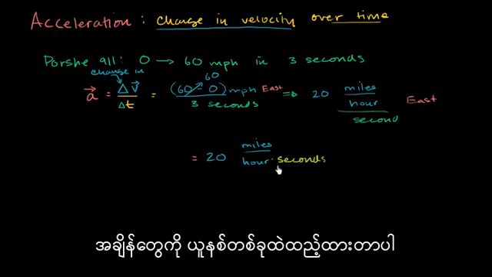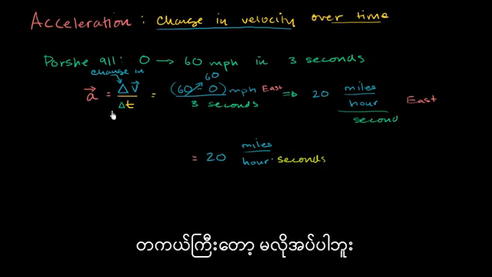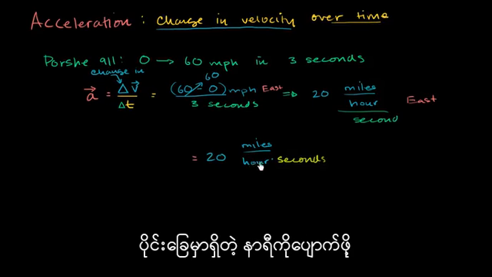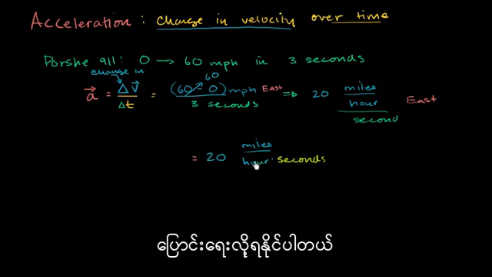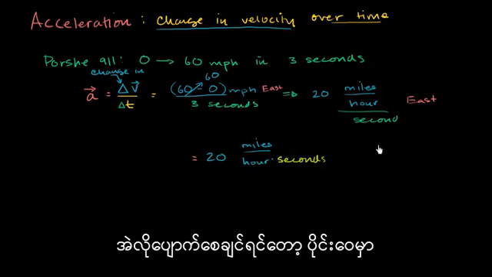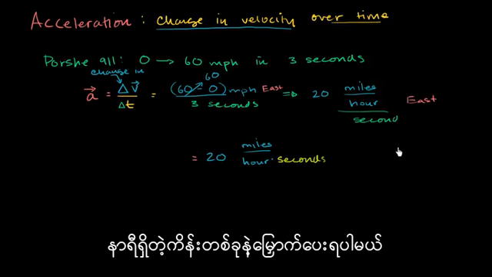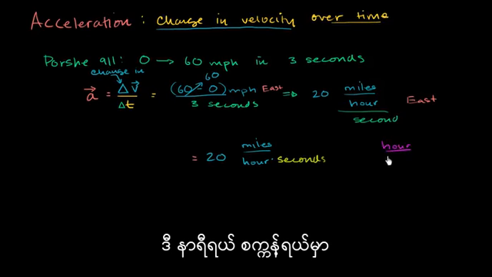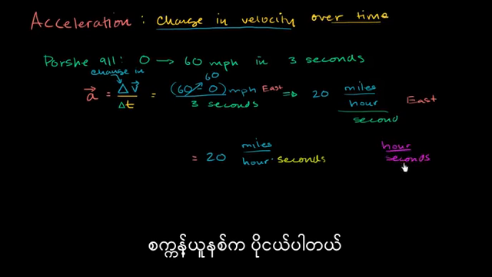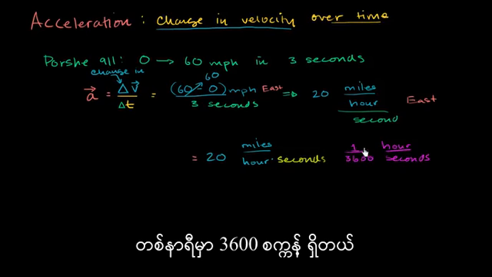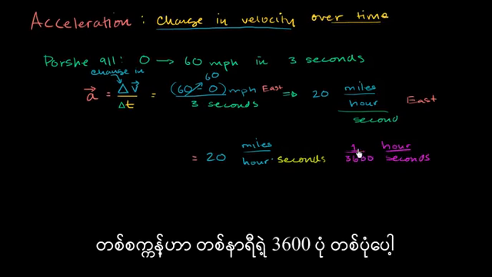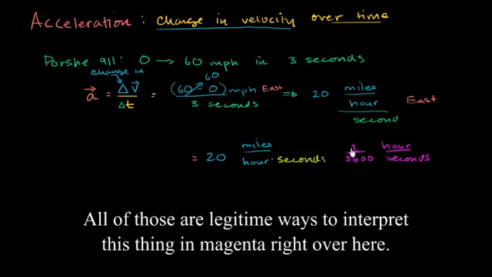But we can make this so it's all in 1 unit of time, although you don't really have to. You can change this so that you get rid of maybe the hours in the denominator. And the best way to get rid of an hour in the denominator is by multiplying it by something that has hours in the numerator. So hour and seconds. And here, the smaller unit is the seconds. So it's 3,600 seconds for every 1 hour. Or 1 hour is equal to 3,600 seconds. Or 1/3600th of an hour per second. All of those are legitimate ways to interpret this thing in magenta right over here.